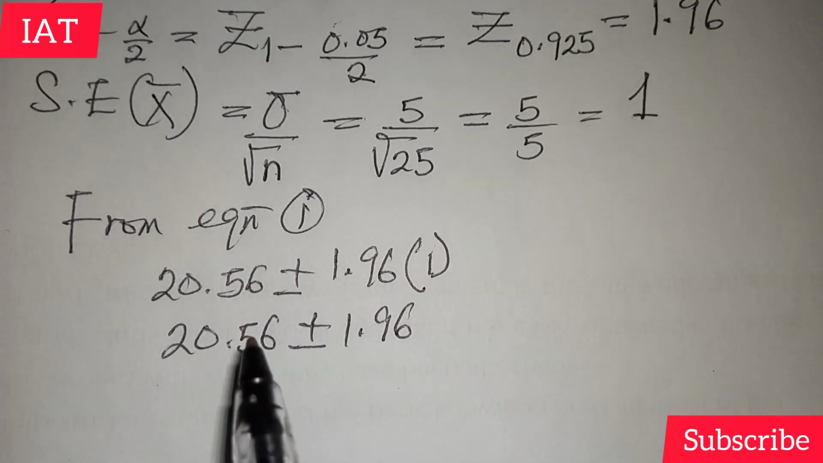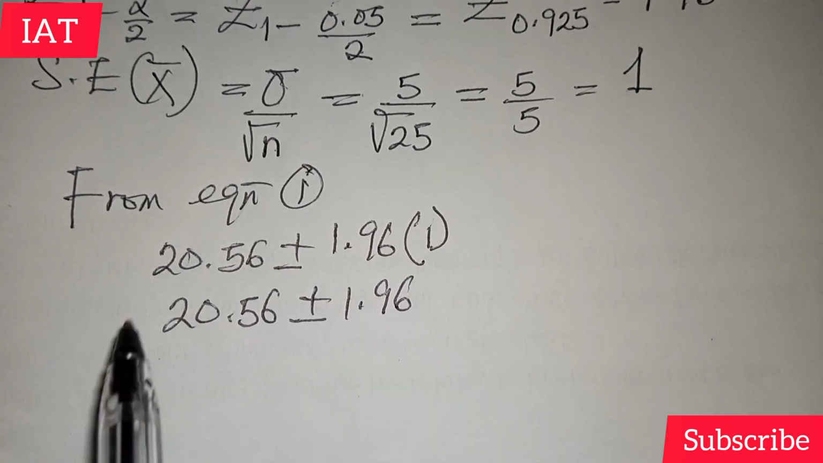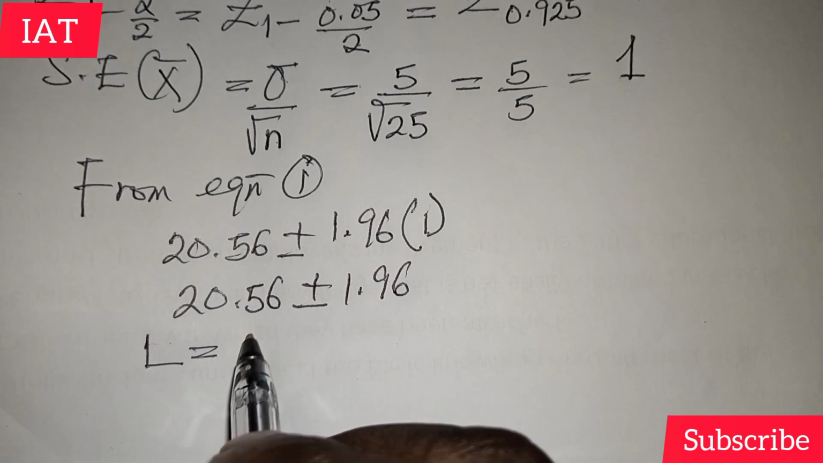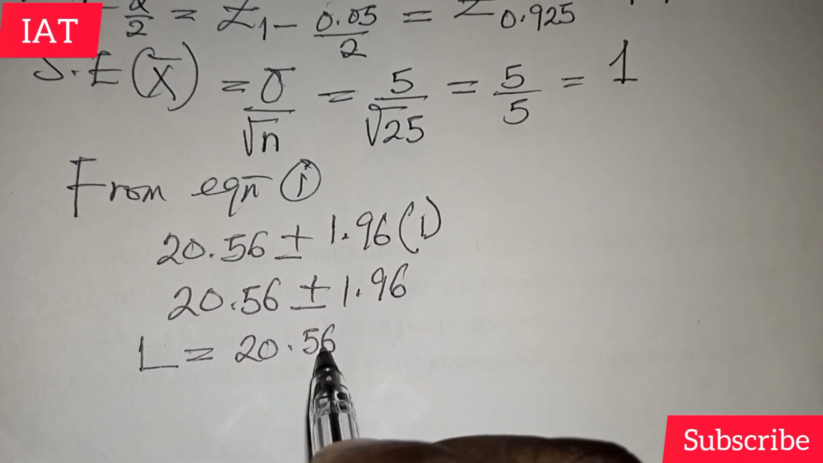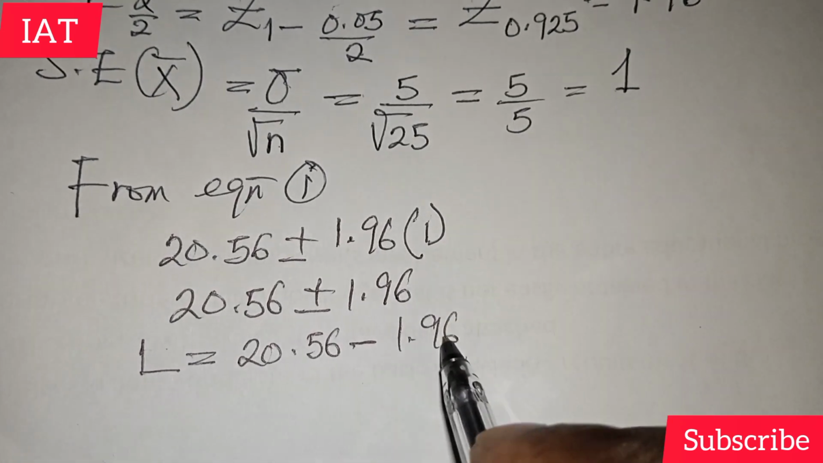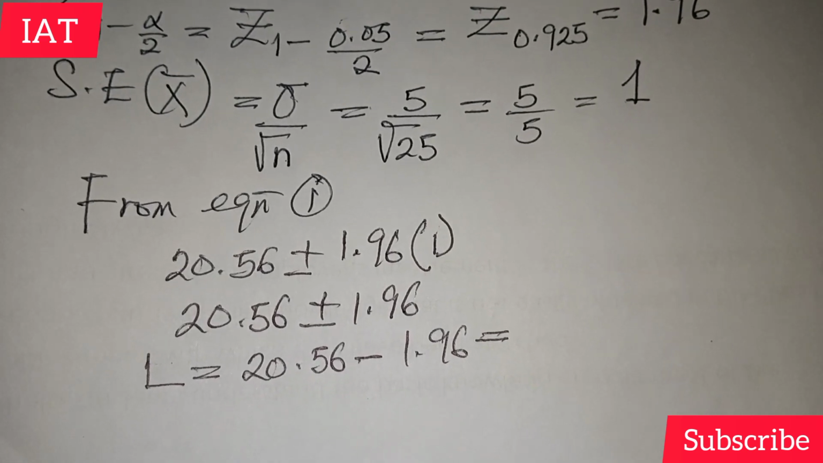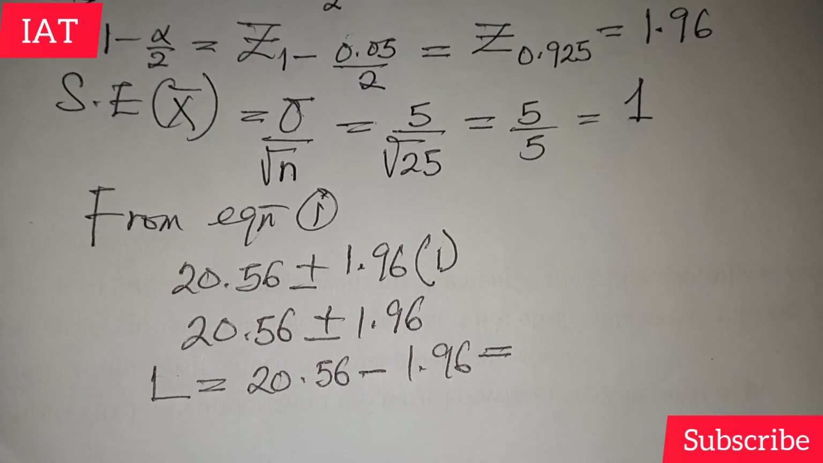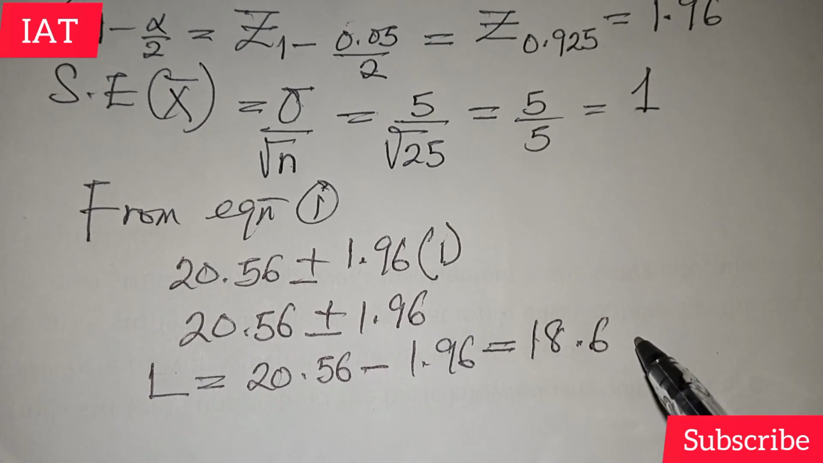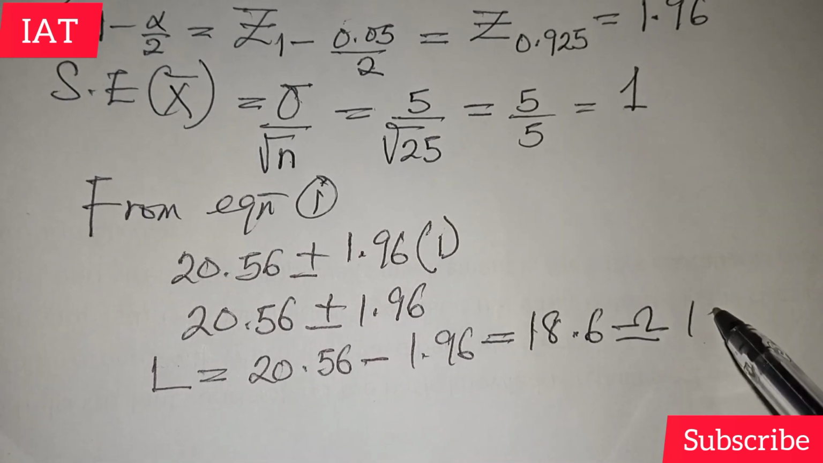That is to say, we're going to check for the positive value and also the negative value. For the negative value, we have 20.56 minus 1.96, and if you punch this on the calculator, this will give 18.6, and then 18.6 is approximately 19.